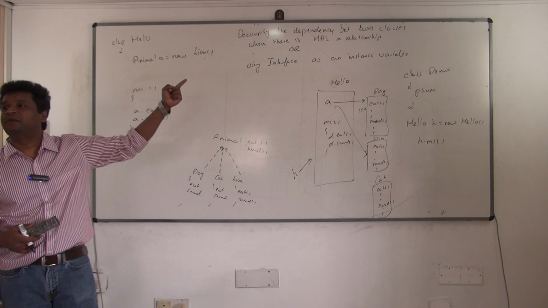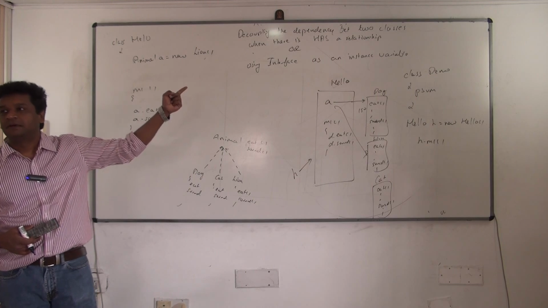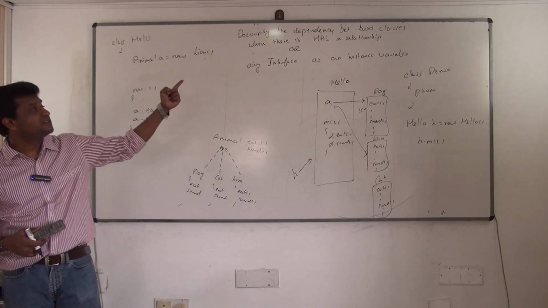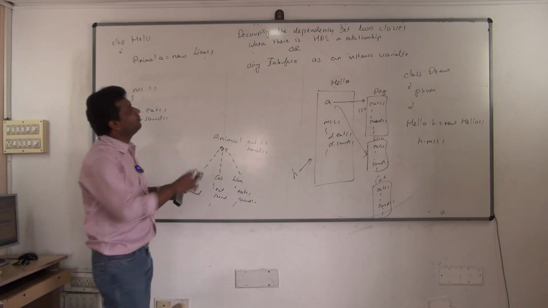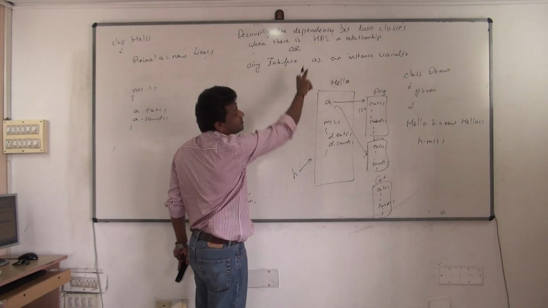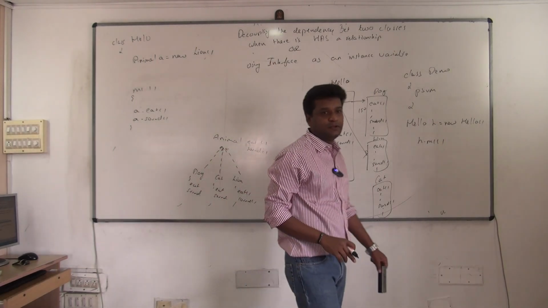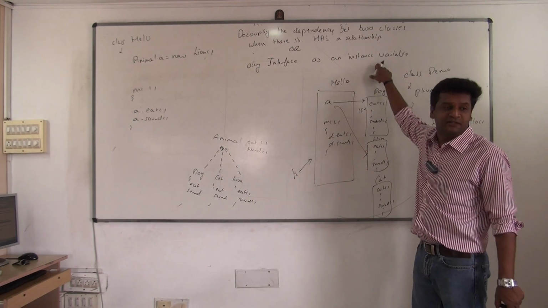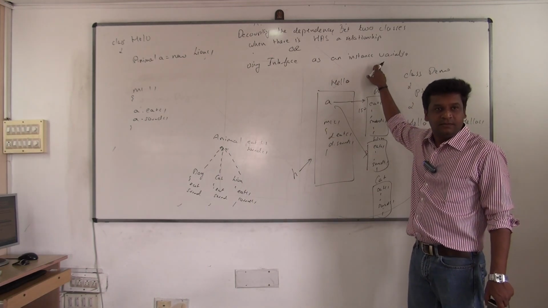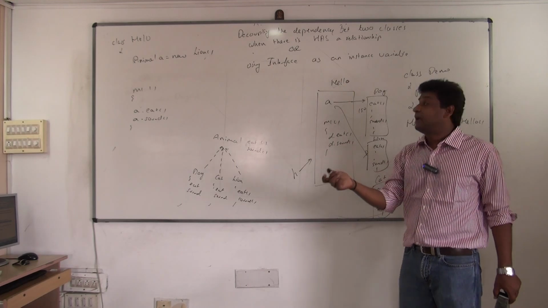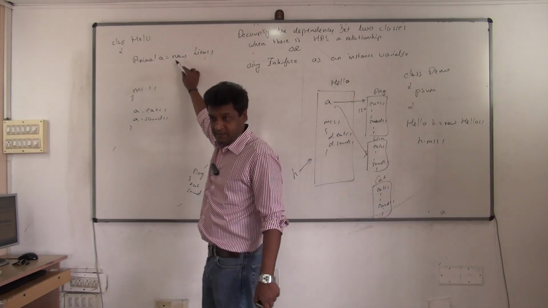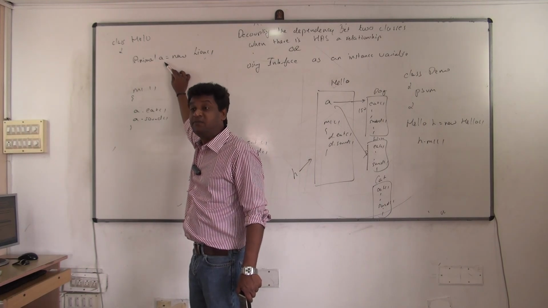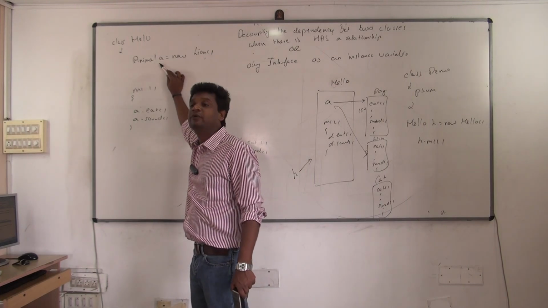Decoupling the dependency between two classes. Decoupling the dependency between two classes when there is a has-a relationship, or in other words, using an interface as an instance variable. When you are using your instance variable as a user-defined data type, think twice about how you will use it.